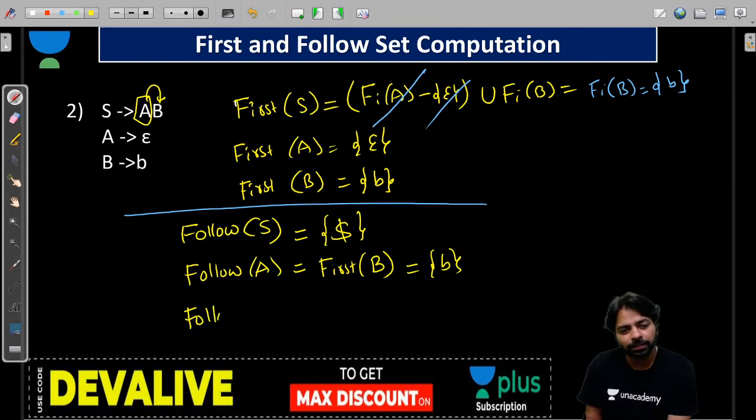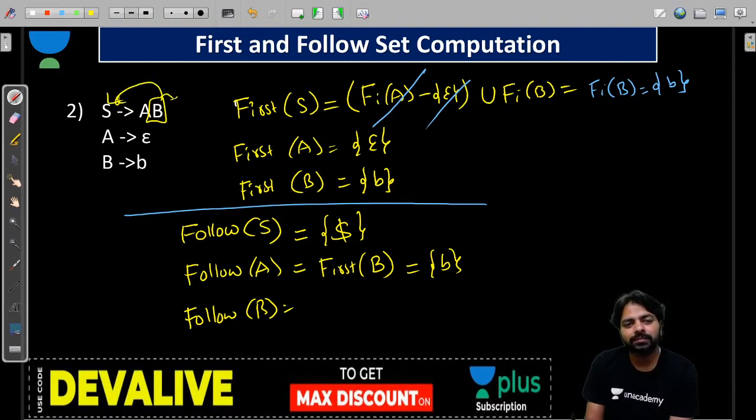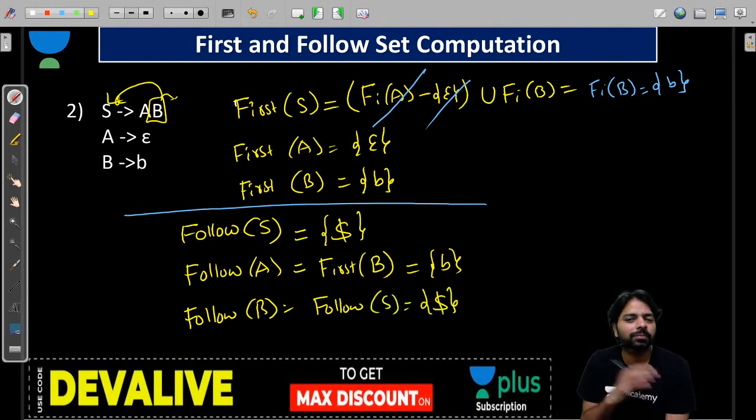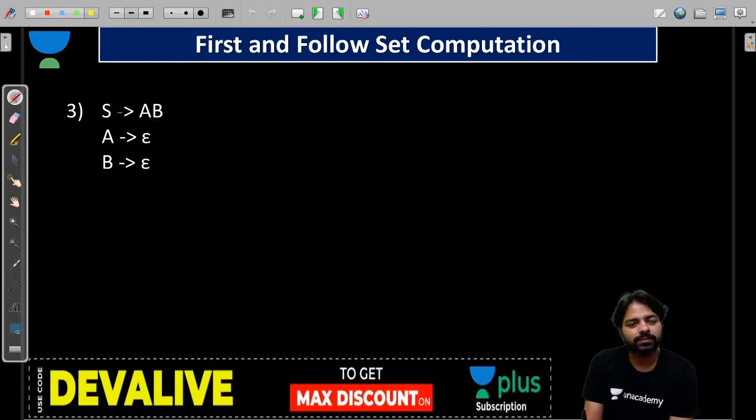And follow of capital B. Then look again at the whole grammar. That is the B. It depends on S because after it there is nobody. So it's nothing but follow of S. Follow of S we already computed, and if you haven't computed it, go compute it and come back. So follow of S is $. Yes. So follow of B is $. Now let's go for another one.